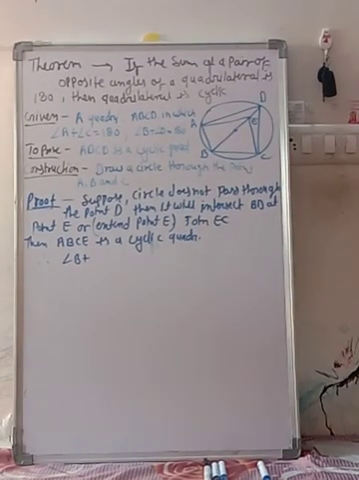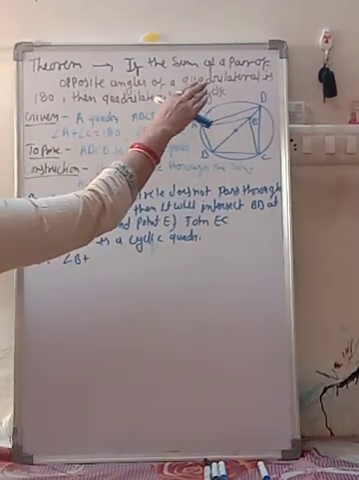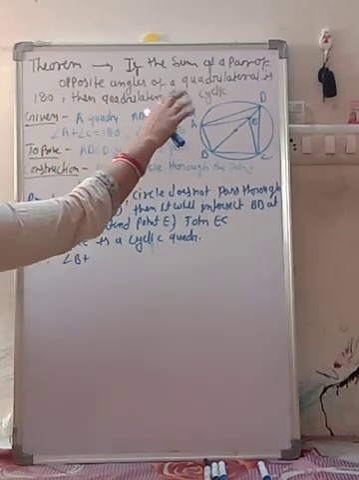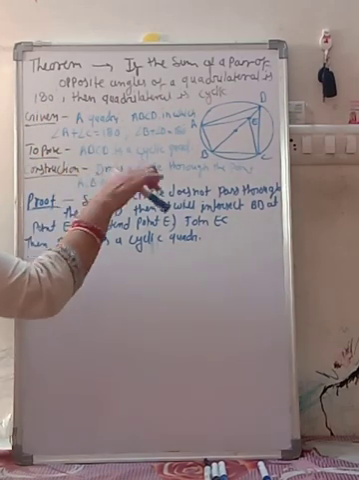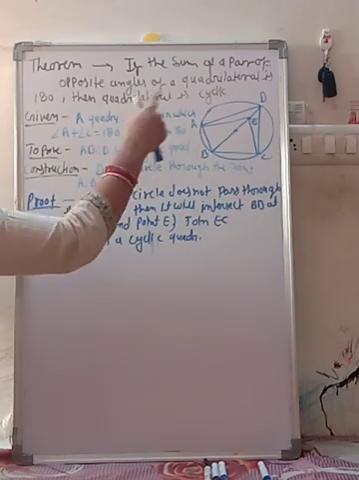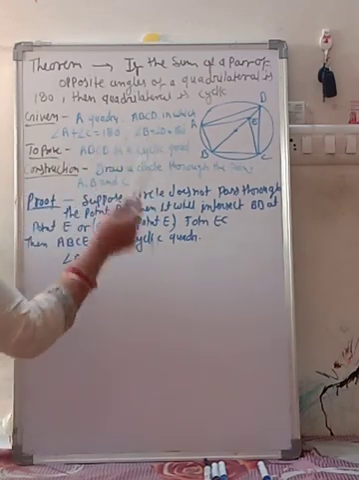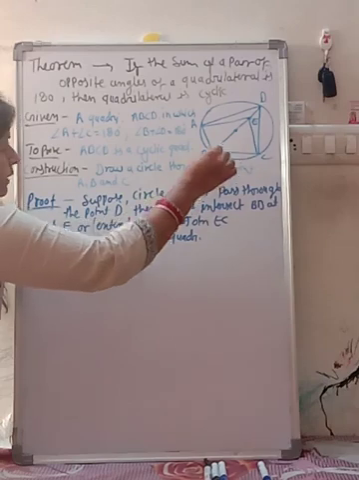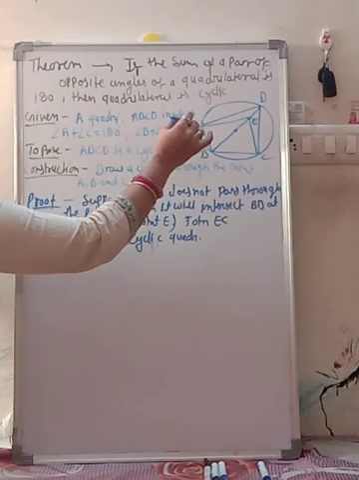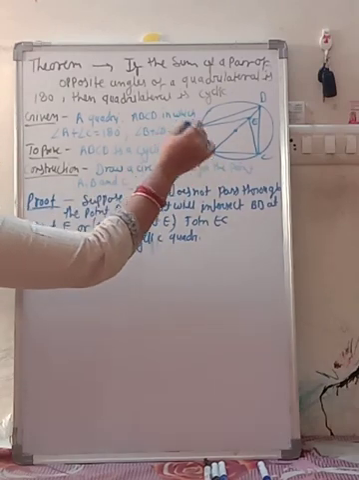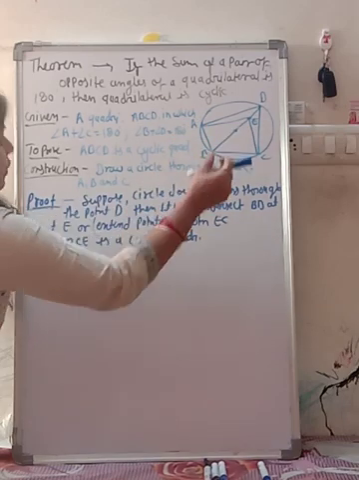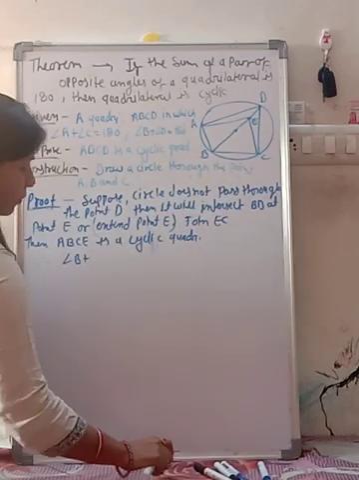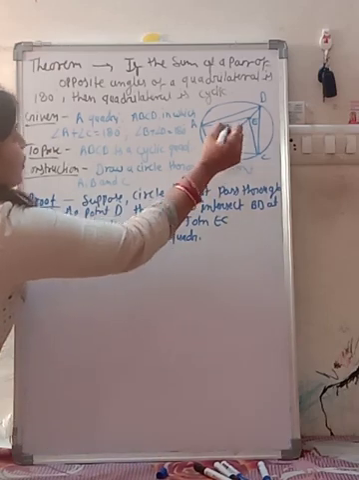Now our next theorem is, if the sum of pairs of opposite angles of a quadrilateral is 180 degrees, then you prove that this quadrilateral is cyclic. So first you have to draw a circle and make a quadrilateral ABCD. And this point is the center point O.